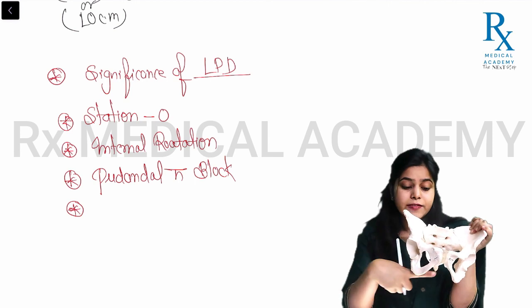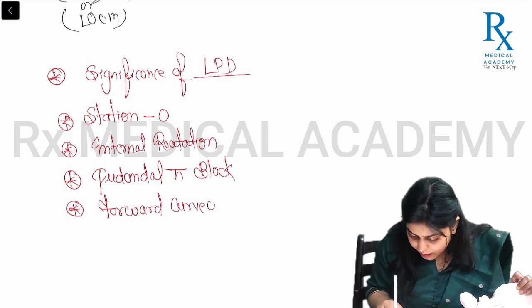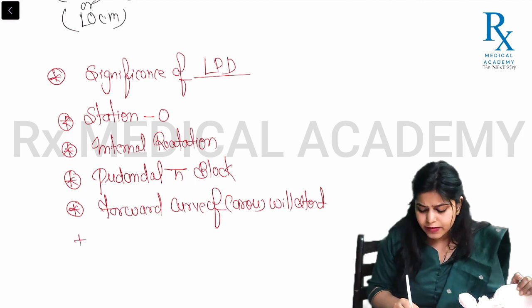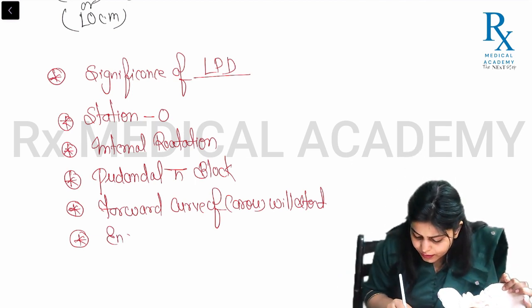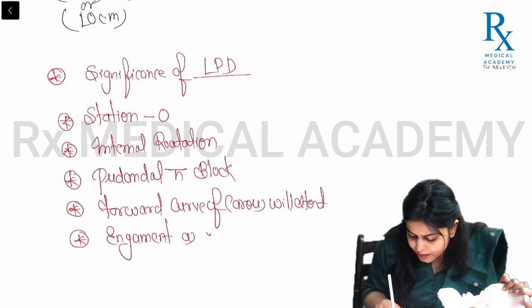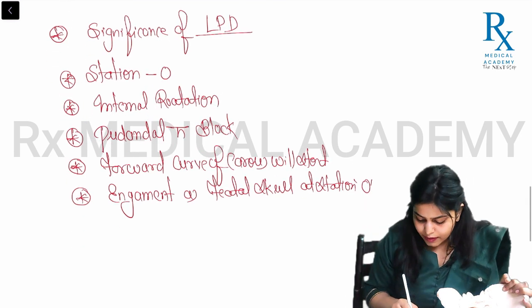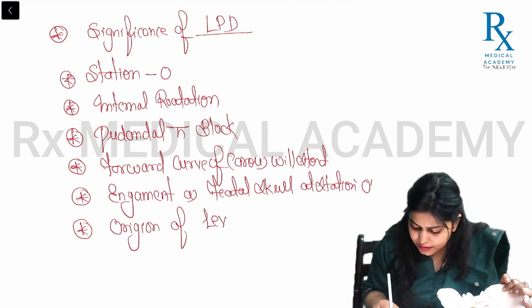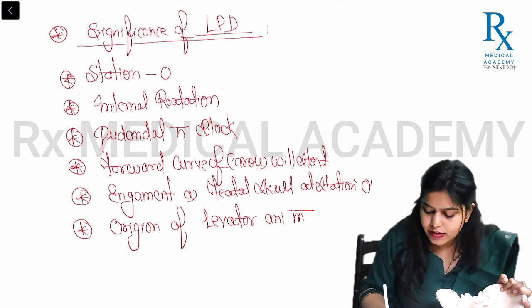Forward curve of the carus will start from this point. So, we can also say that if the fetal skull is at the level of the station 0, so the engagement has occurred. Okay? Fetal skull at station 0. And one last is origin of levator ani muscle. So this is the obstetric significance of the least pelvic dimension.